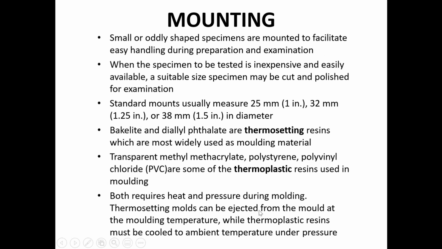Thermosetting molds can be ejected from the molds at the molding temperature, while thermoplastic resins must be cooled to ambient temperature under pressure. The process is similar to plastic molding. You first take a material and heat it to a required temperature that may lead to plastic deformation of that material, and at ambient temperature under pressure we can mount the material into the mount. So these are the different materials that can be used as a mount, which come under thermoplastic resins.